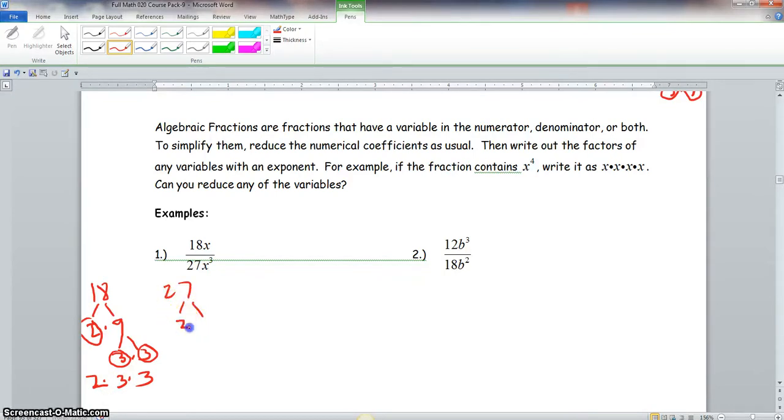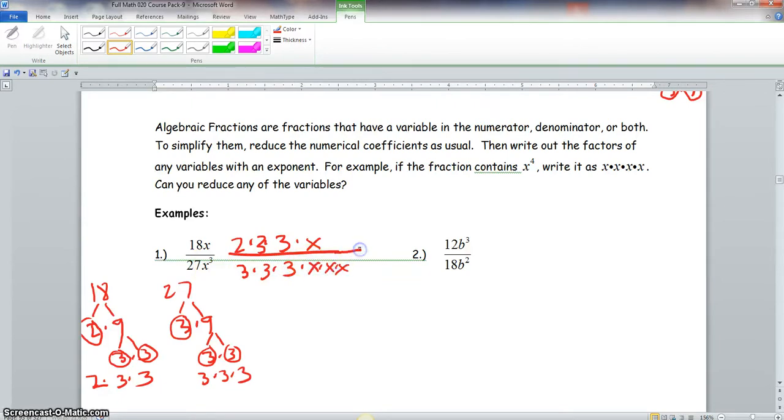Now the prime factorization of 27. We have 3 times 9, 3 is prime, 9 is not, and 9 breaks down to 3 times 3. So for 27, we have 3 times 3 times 3. Now, we're going to do this. 18 is 2 times 3 times 3, and we bring over our x. Now 27 is 3 times 3 times 3, and we have x to the 3rd power here, so we'll write out x times x times x.